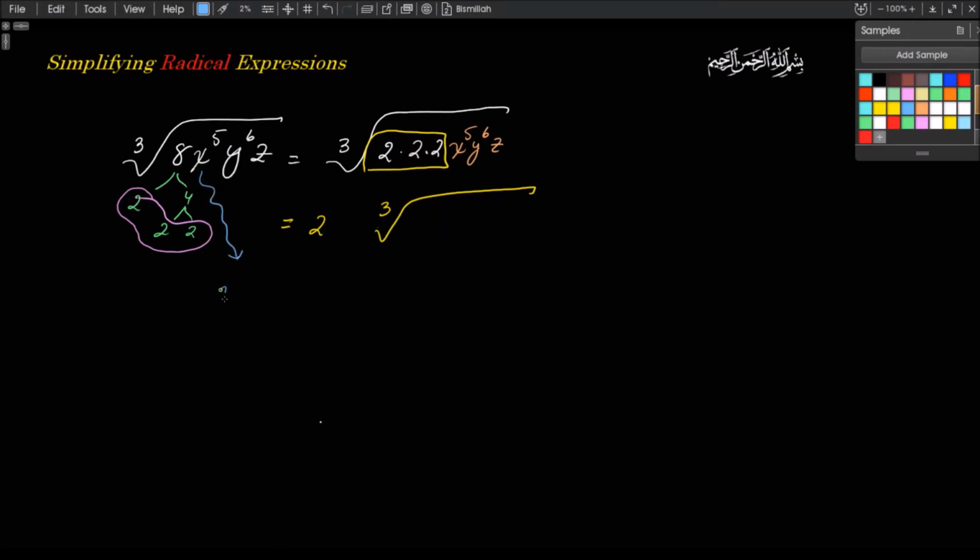Now we have x to the 5th. See, x to the 5th is x squared times x cubed. Now this x cubed will come out as 1x, and this x squared, however, will remain in size.